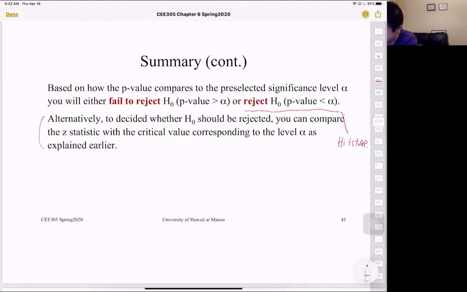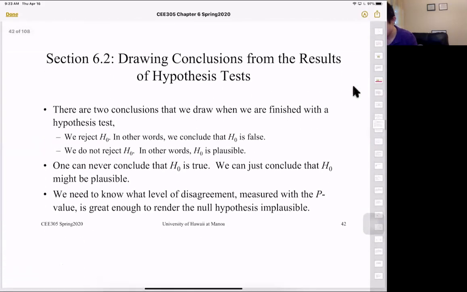We have another approach, which is based on the critical value, but this is not as commonly used as the p-value approach. So we use this one normally. All right, let me know if you have any questions. So that's section 6.1. Let's continue.